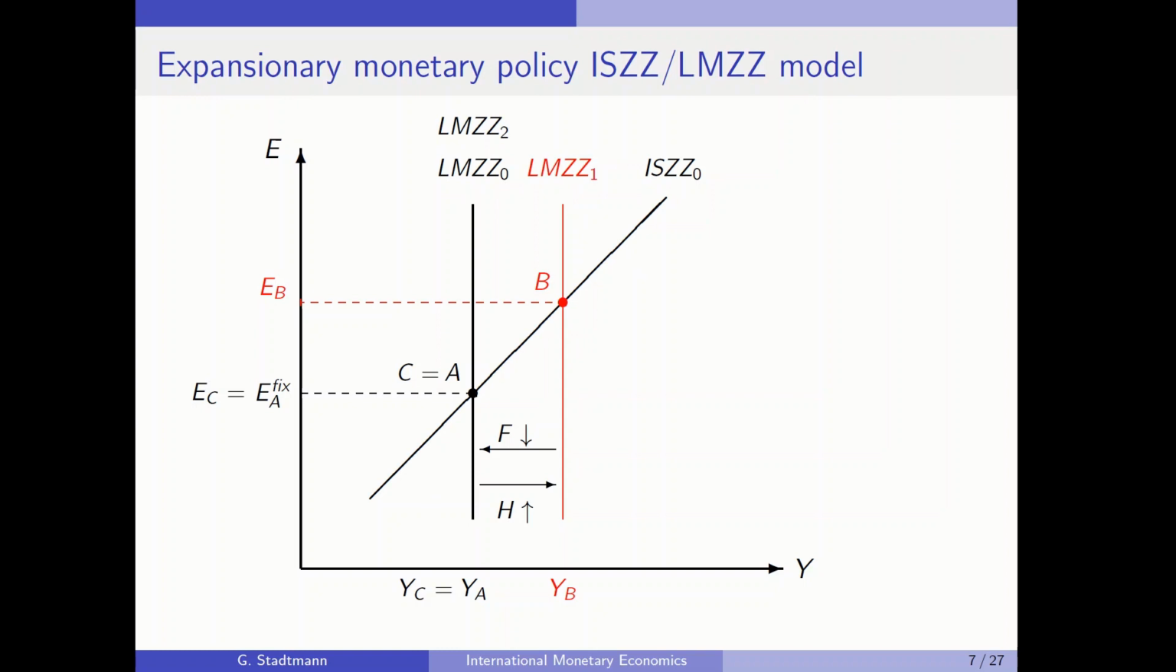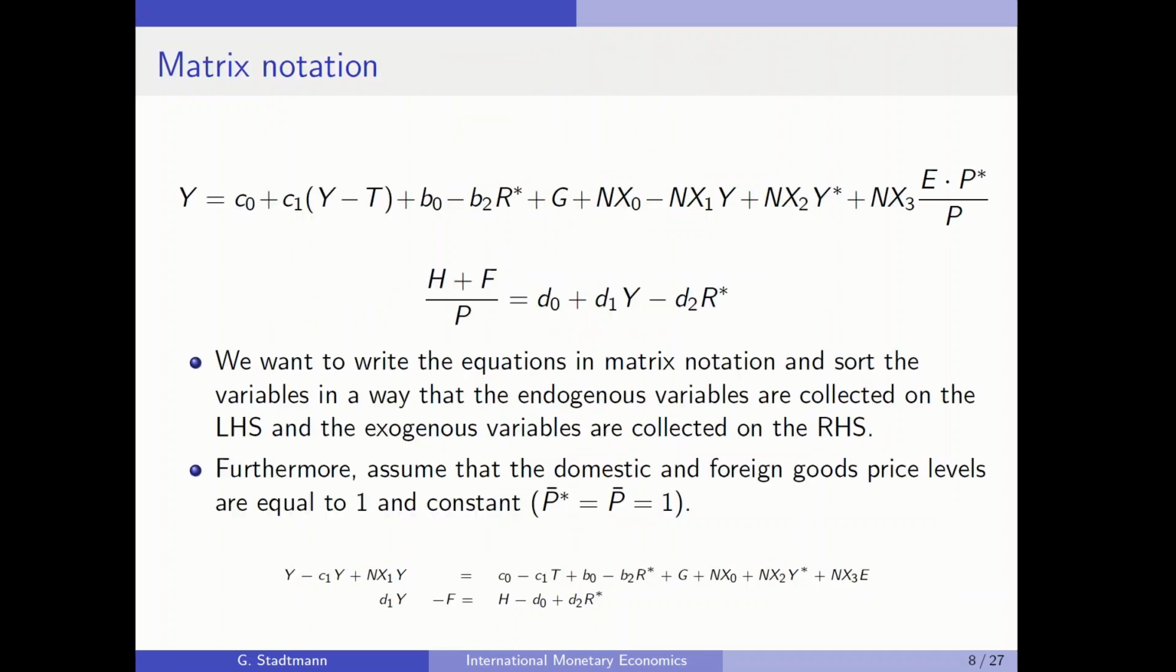In the next step, we want to perform a more formal analysis, and we want to confirm the graphical results by computing multipliers. So in a first step, we have to transform these two equations into matrix notation, and we have to sort the variables in a way that the endogenous variables go to the left-hand side and the exogenous variables go to the right-hand side.